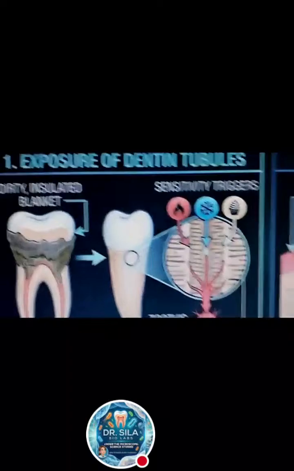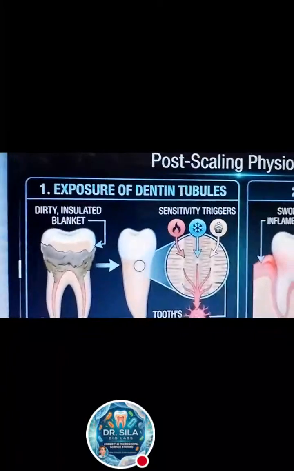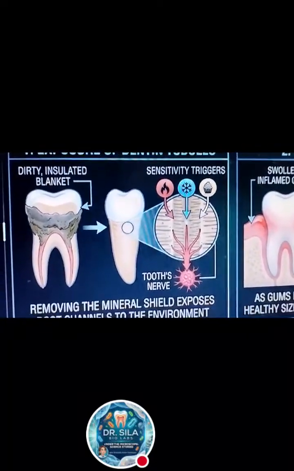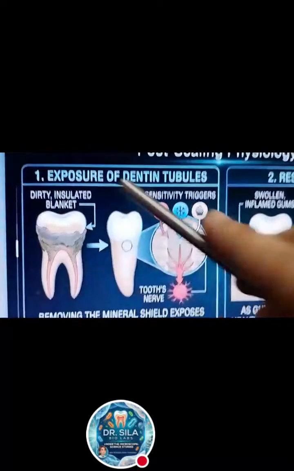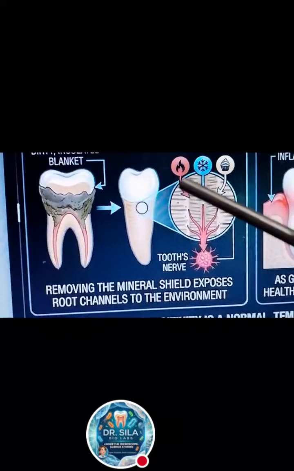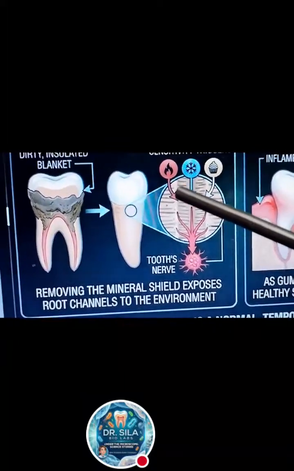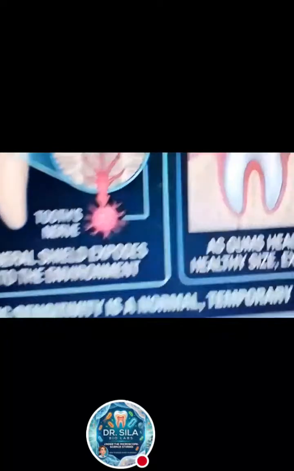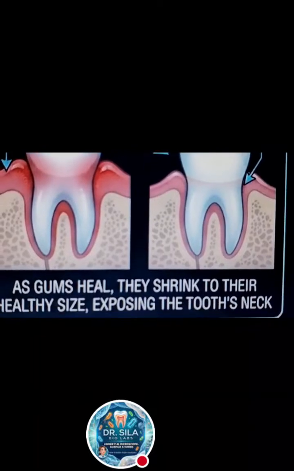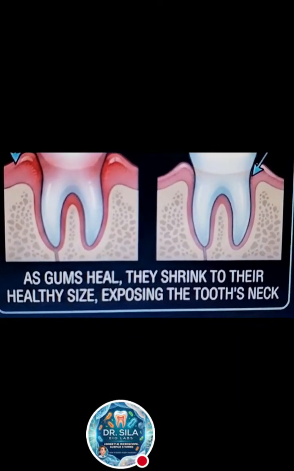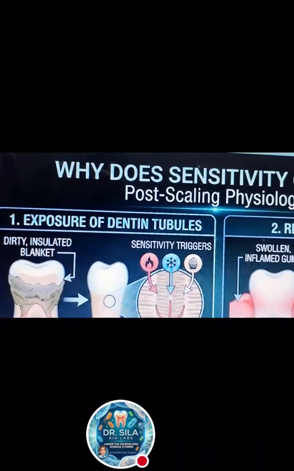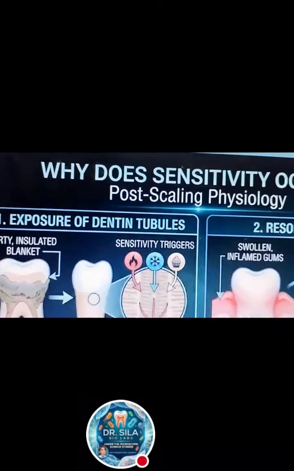See how sensitivity triggers? Okay, sorry for the interruption. Exposure of the dentinal tubules, the dirty insulated blanket, and sensitivity triggers. When we remove this calculus, what happens? This whole area is exposed, leading to sensitivity: receding gums, swollen gums, and then healthy gums. As gums heal, they shrink to their healthy size, exposing the tooth neck. So post-scaling sensitivity is normal, a temporary sign of healing.